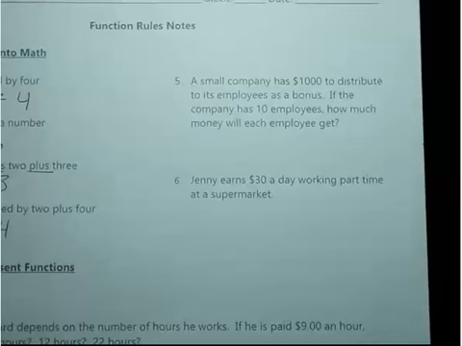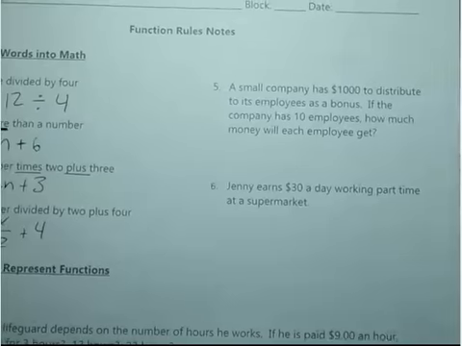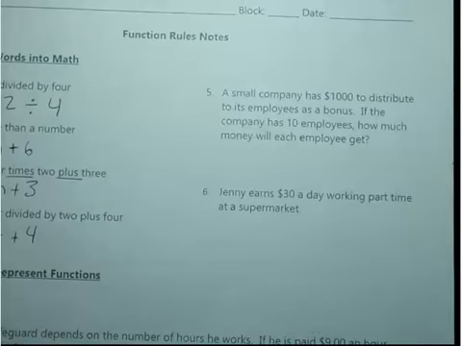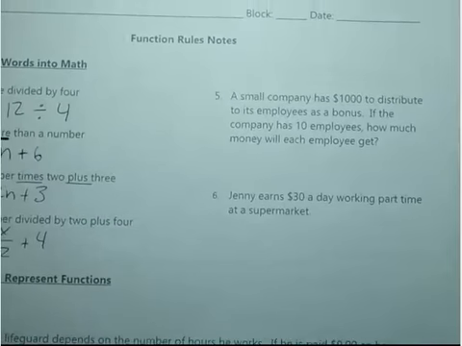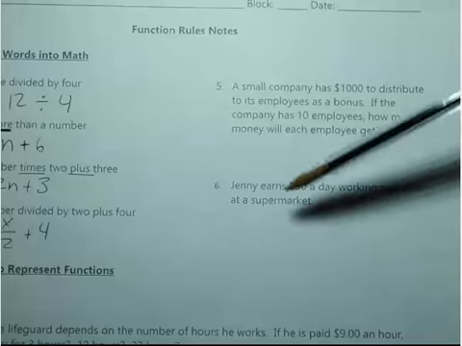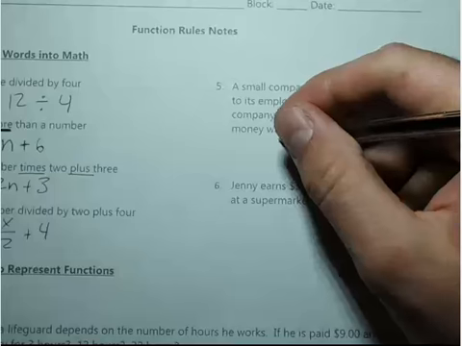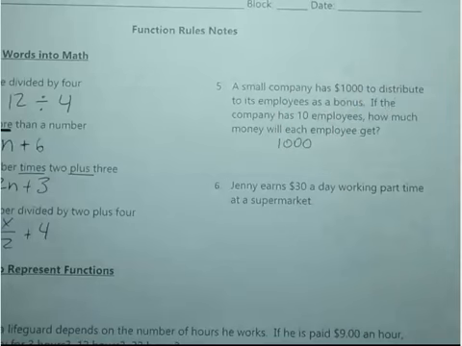5 and 6 are a little bit more complicated. We have a little bit more of a story, sort of. So number 5 reads, a small company has $1,000 to distribute to its employees as a bonus. If the company has 10 employees, how much money will each employee get? So we need to figure out what exactly this problem is saying. We need to translate some expression or some problem from the words it's saying. So we know we have $1,000. That's how much the company has. And it wants to distribute it to 10 employees.